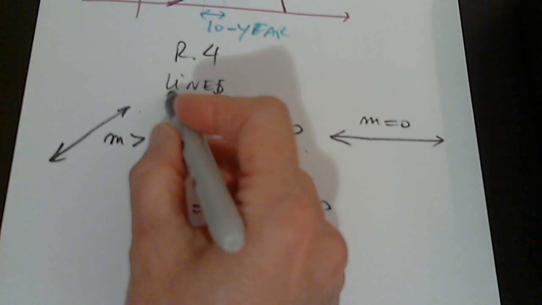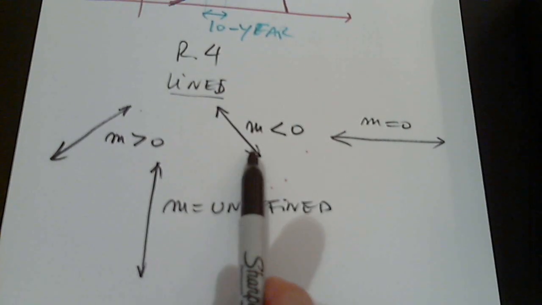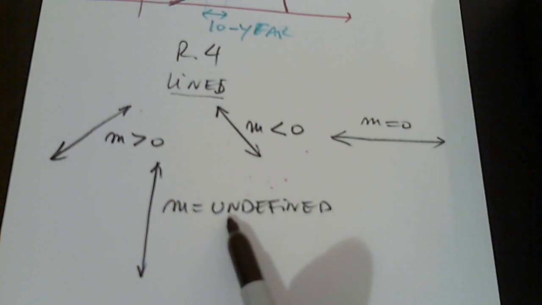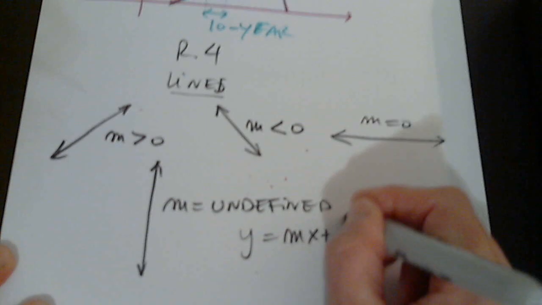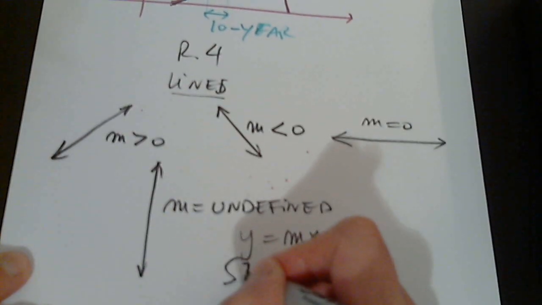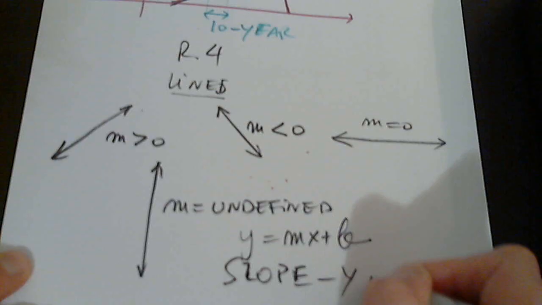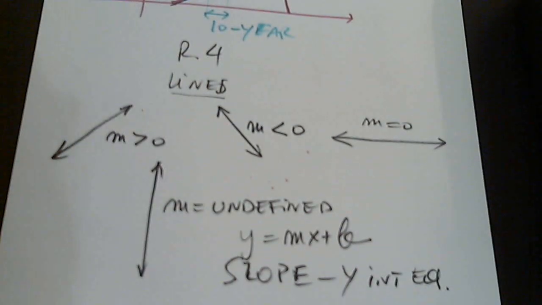Okay, so we're talking about lines and equations and everything. So positive slope, negative slope, 0 slope, undefined slope. We do have y equals mx plus b, which is the slope-intercept equation of the line.